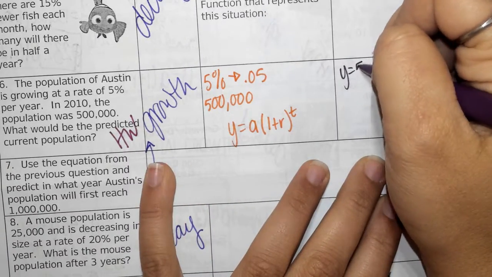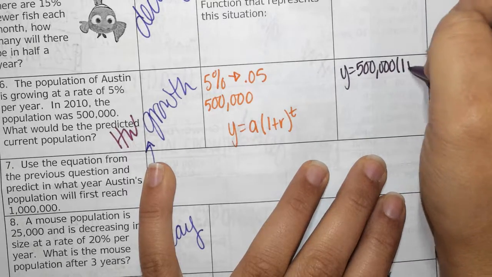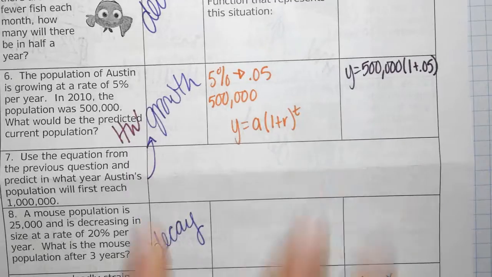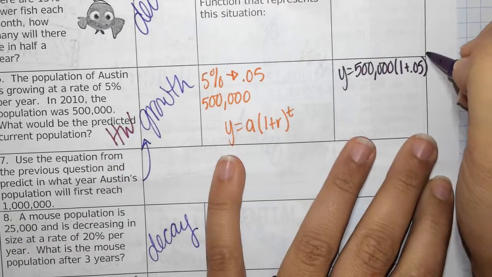All right, and then we plug it in. So we plug in 500,000, 1 plus 0.05. And how many years is it from 2010 to 2017? Look at y'all go. Good job, guys.